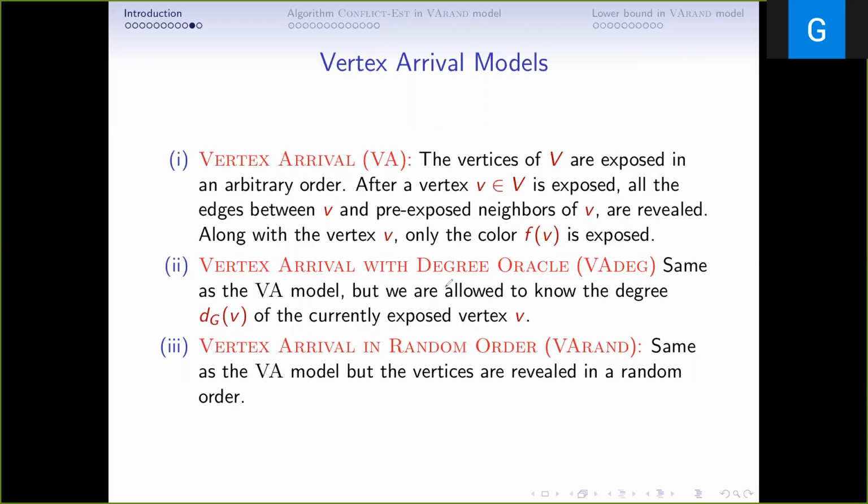There is another vertex arrival model known as the VA RAND model, the random order vertex arrival model, where the order of exposure of vertices follows a random permutation of the vertices. Let the vertices of the graph be exposed in the order V1 to Vn. Here V1 to Vn is not an arbitrary order, rather this is a random permutation of 1 to n.